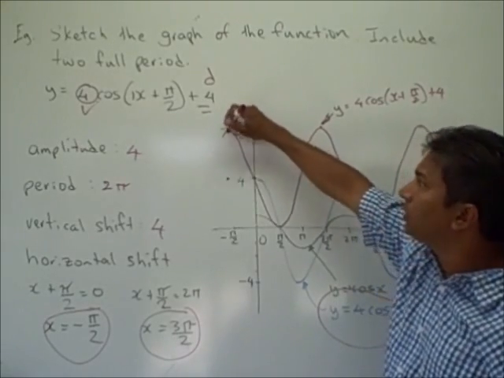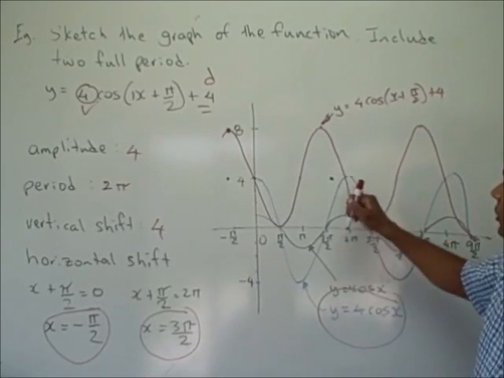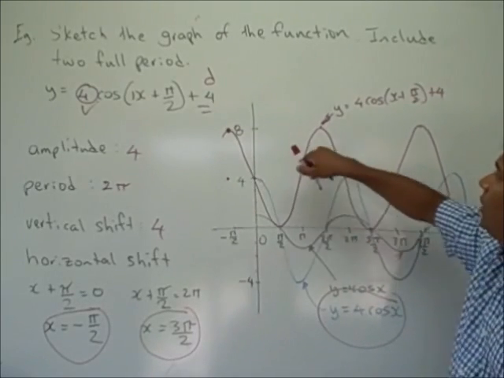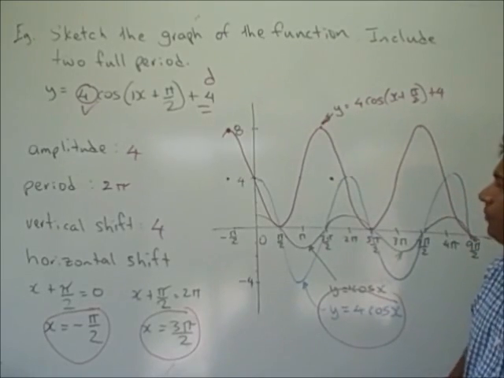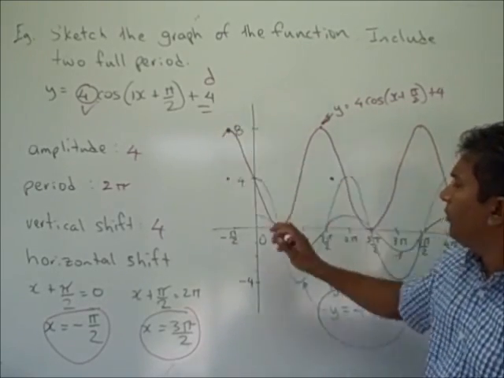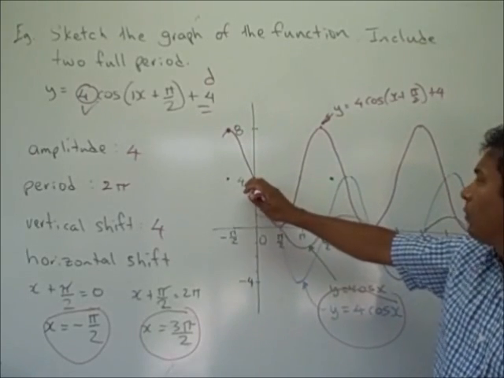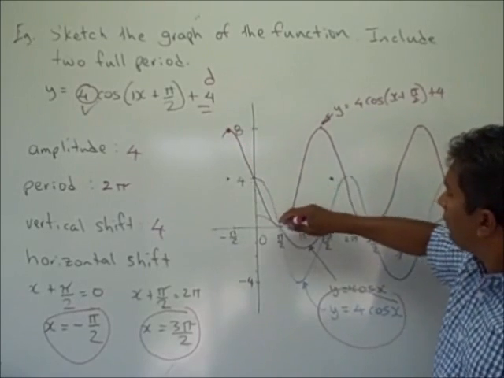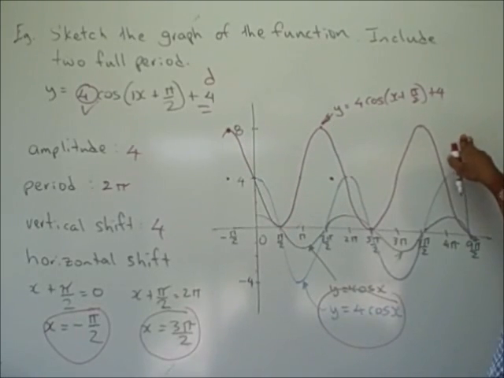So this is our new starting point for this function. The right endpoint shifted pi over 2 units and up 4. So this is our next ending point. From here, we have our minimum at pi over 2. When x is equal to 0, we have our y at 4. And we can continue doing this and fill in all our points.